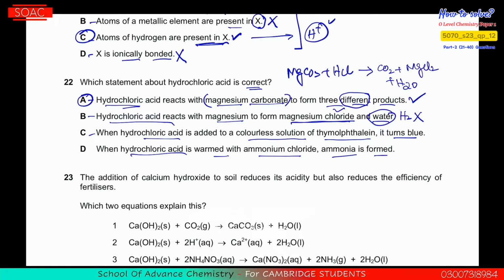When hydrochloric acid is added to a colorless solution of thymolphthalein, it turns blue. No, it turns from blue to colorless. D, when hydrochloric acid is warmed with ammonium chloride, ammonia is formed. No, it is not the property of hydrochloric acid. It is the property of an alkali or a base. When it is warmed with ammonium chloride, an ammonium compound, ammonia gas is formed. So it is confirmed that A is the correct option.